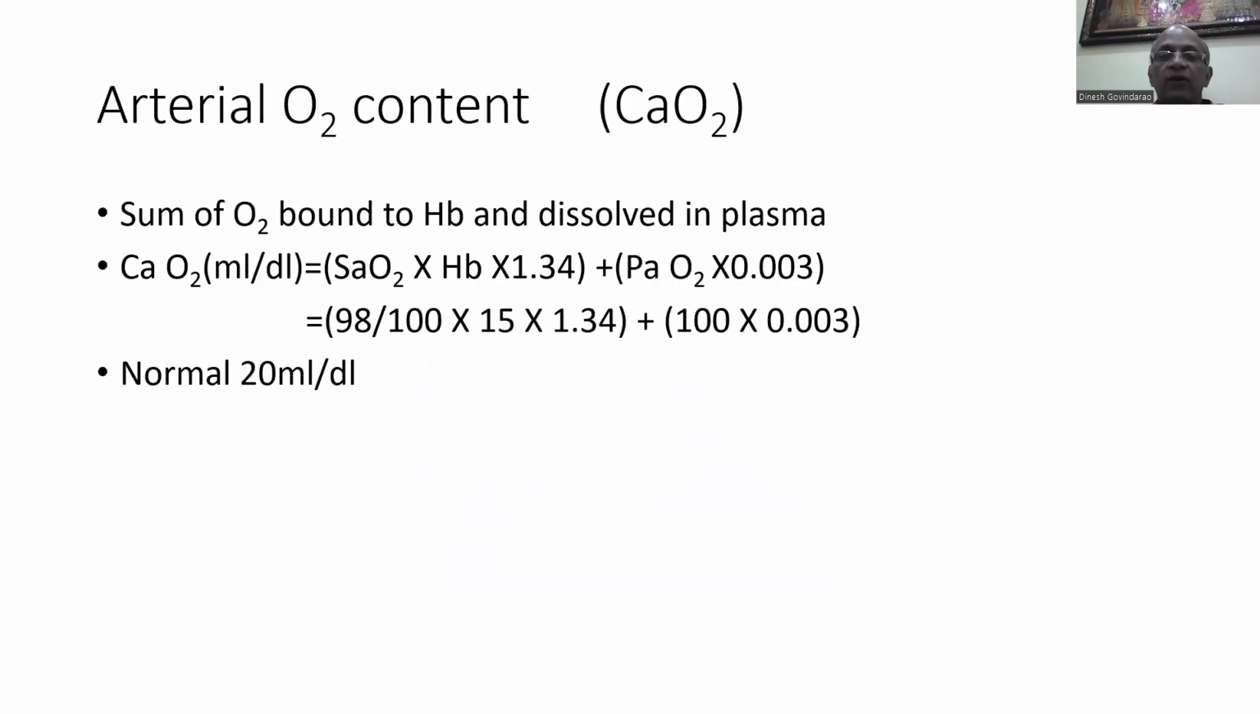Coming to the arterial oxygen content. As we already know, oxygen is in the dissolved state as well as bound to hemoglobin. So the sum of oxygen bound to the hemoglobin and dissolved in the plasma together forms the arterial oxygen content. So it depends upon the saturation of oxygen with the hemoglobin content, and the partial pressure of oxygen in the blood. Normally it is 20 ml of oxygen per deciliter of blood.